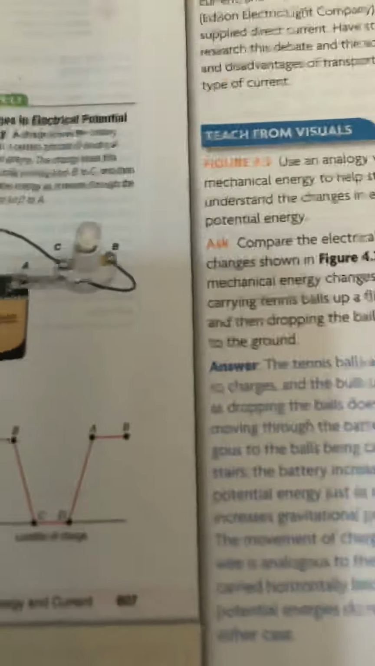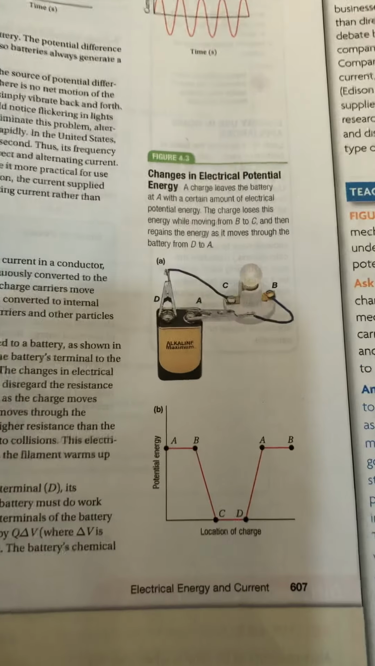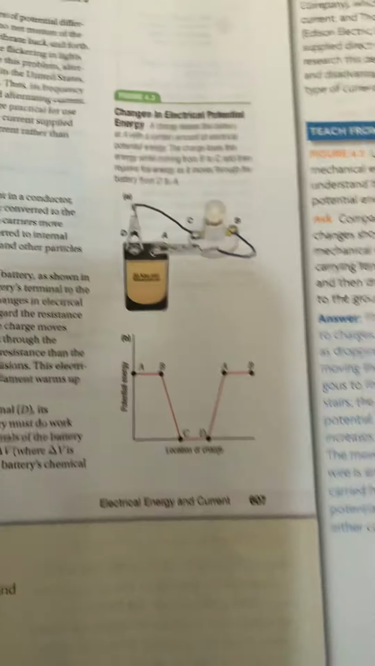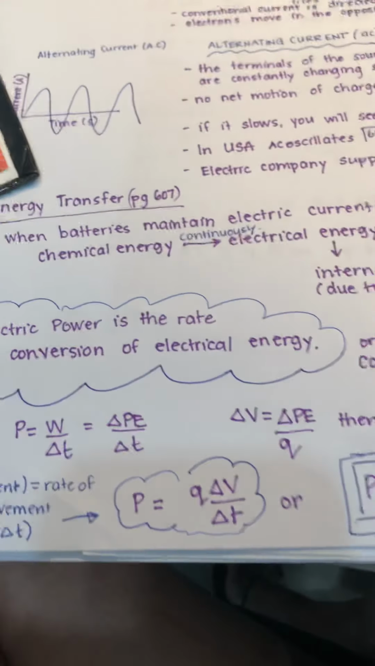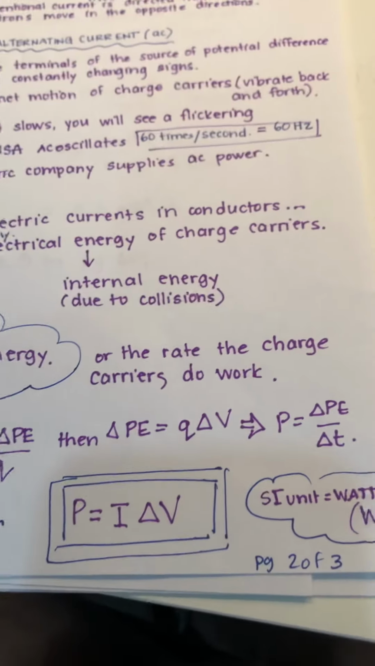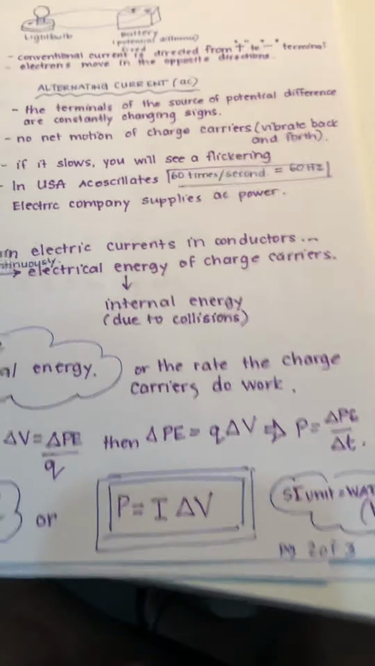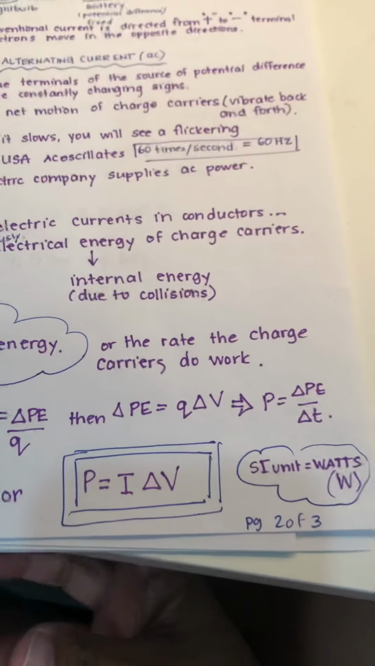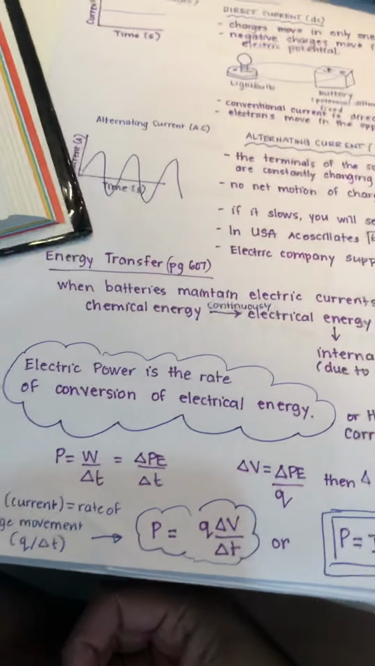There is a figure in your book, which is figure 4.3, and it talks about that and it shows the graph, and that's on page 607. So remember that electric power is the rate of conversion of electric energy, but that's not the most important. The other thing about that is that it's basically the work that the carriers do, or the rate of change of work that the carriers do.